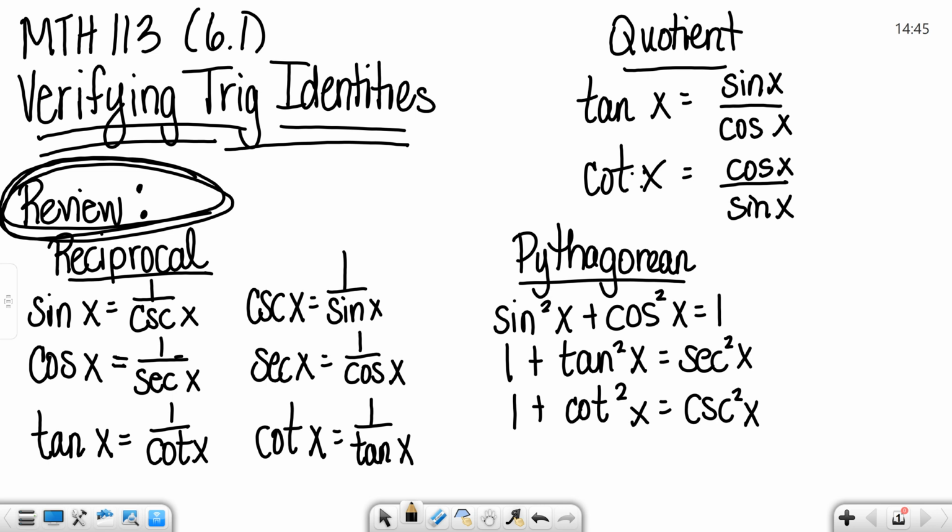Our reciprocal identities, just reminding you of what those are. Our quotient identities with tangent and cotangent, and then our Pythagorean identities. These are all things that you've seen before, in chapter 5. And these are things that you're going to need to have written down to help you do the problems that we do today. So make sure that you have this available to you as we work the problems that I am about to work. It will just make life so much easier.